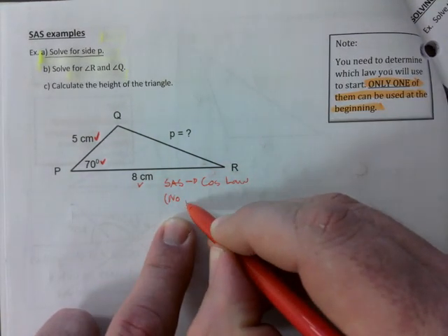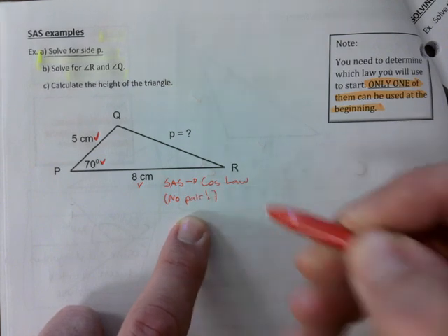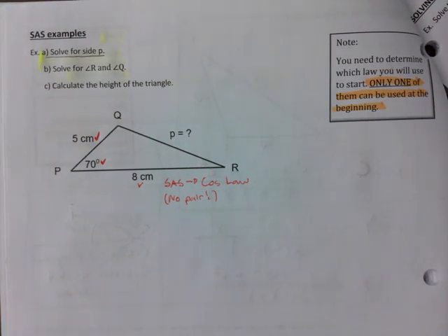No pair. Remember, you don't have a pair. So that's another indicator. I can't use sine law here. It's just a no-go.